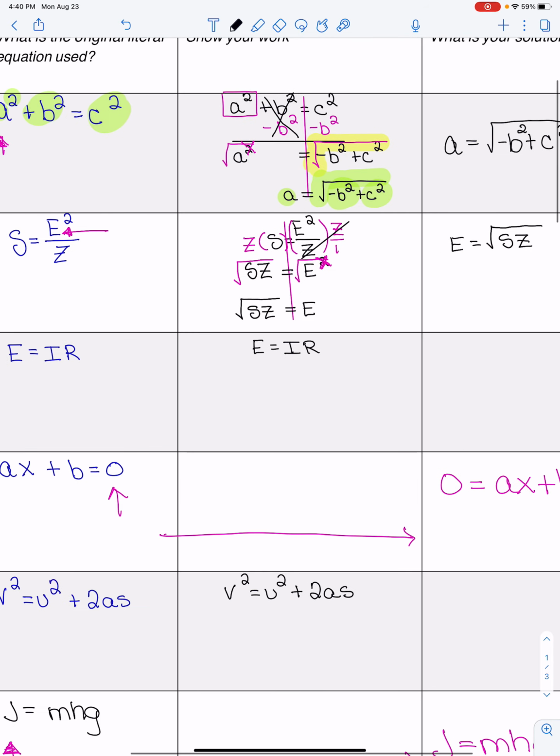So originally we had an E. We still have an E. Originally we had a Z. We still have the Z. We had an S. We still have an S. We had a square. Now we have the square root.